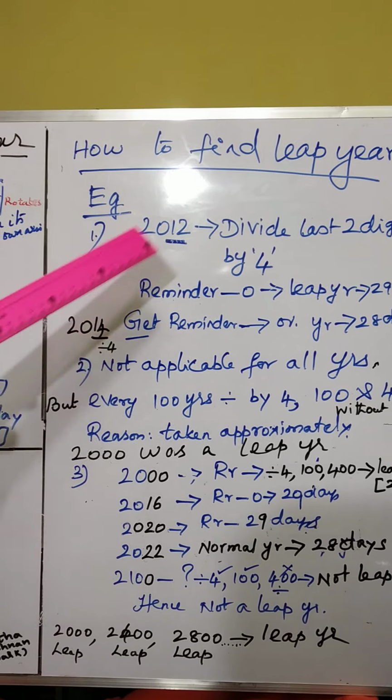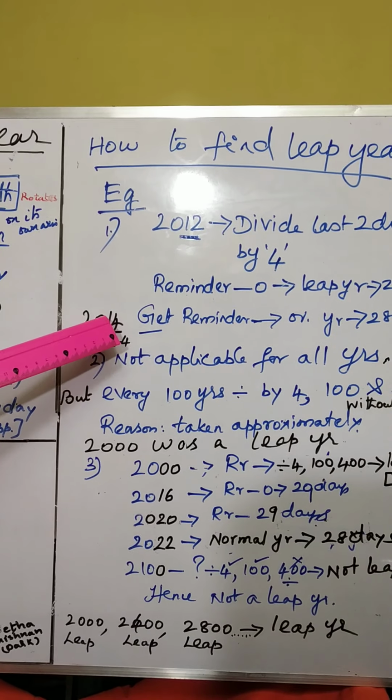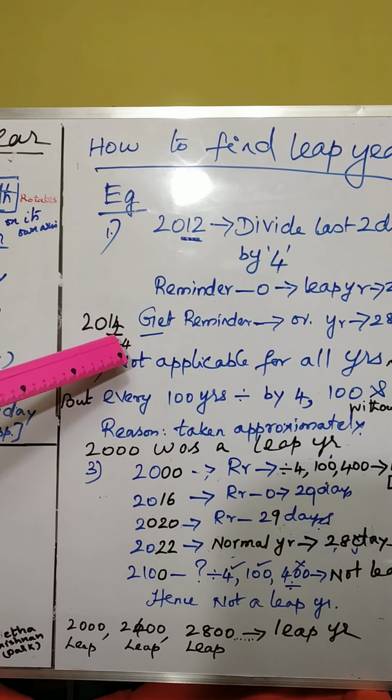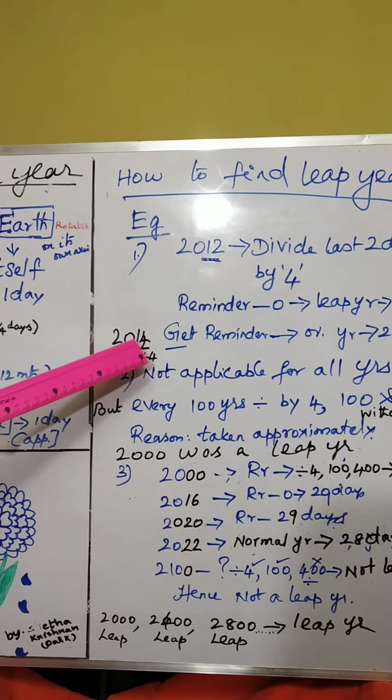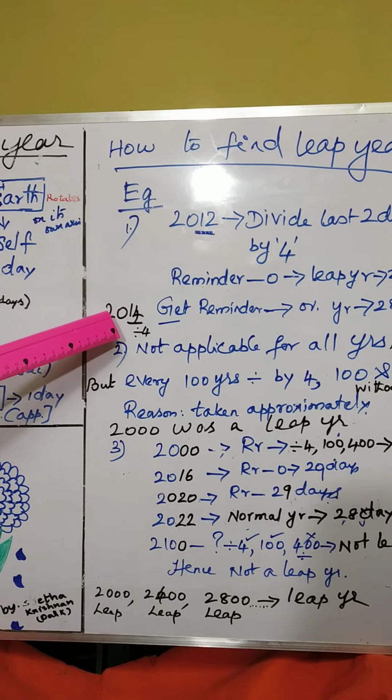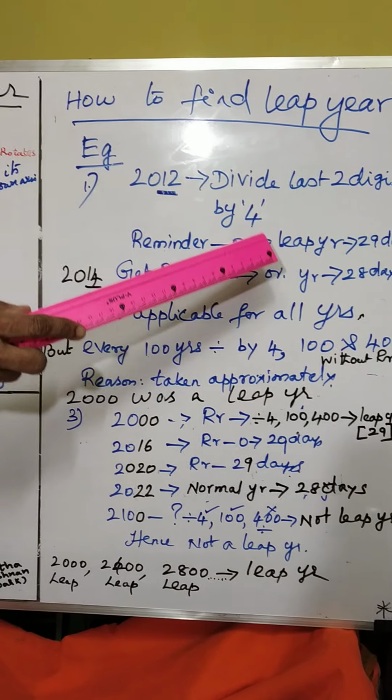Suppose you get a remainder, for example, another year, 2014. You take this 14 and check whether it is divisible by 4 or not. When you see, we get a remainder. How do you get the remainder? 3 4s are 12 and 2 is the remainder. Hence it is called a normal year or ordinary year.